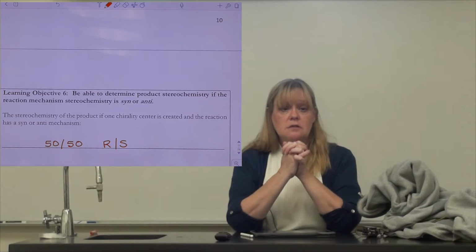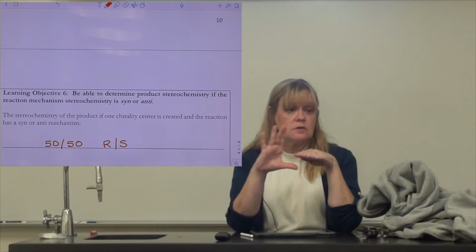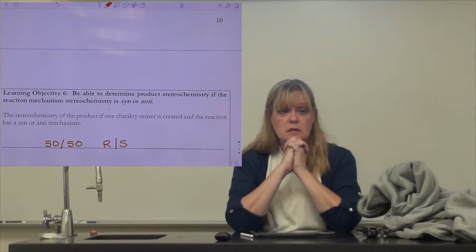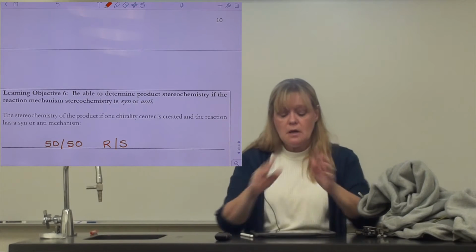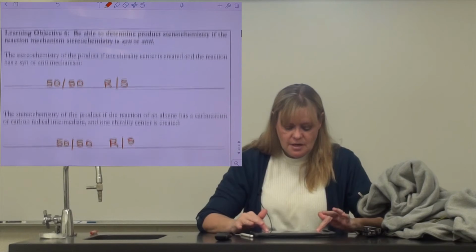The reason is because when you start out with the trigonal planar vinylic carbons, you could add to either side, even if it's a syn or anti mechanism. So that part's easy. It's when you have two chirality centers that you're creating that it could be kind of tricky.